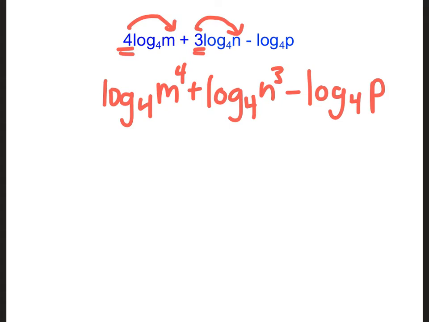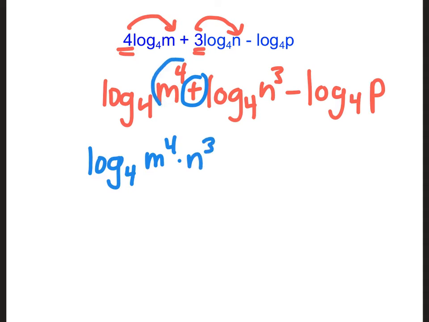Now the next thing I notice is these two have a plus in between them. Remember, if you're adding logs, that's the same as using your product rule. So I can rewrite that as log base 4 of m to the power of 4 times n to the power of 3. Again, you're just going to multiply whatever is after your logs. We still have that second half, minus log base 4 of p.